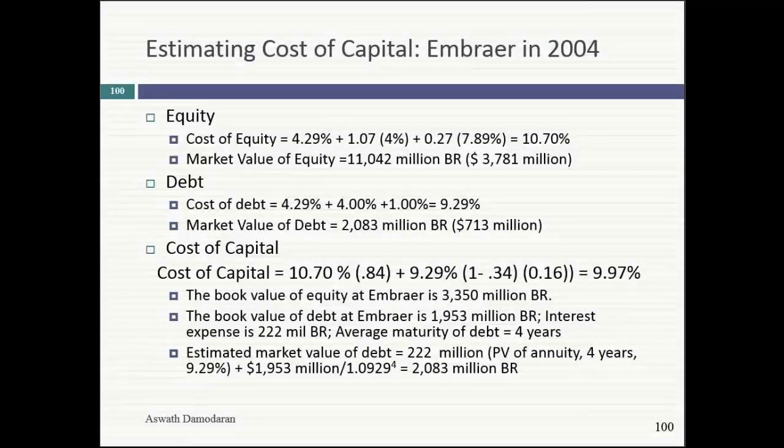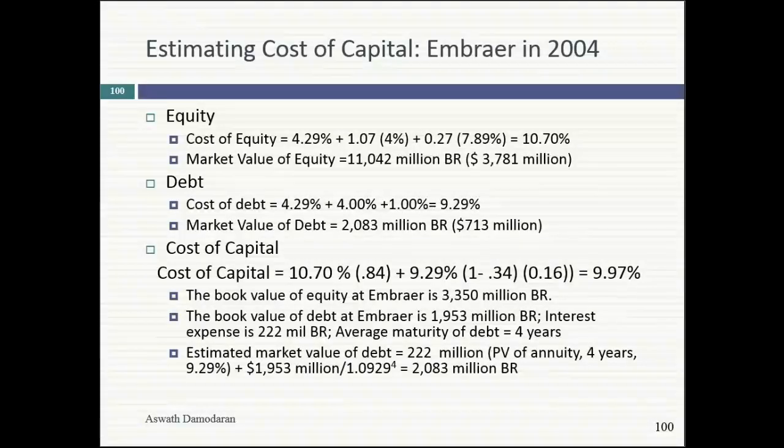For the cost of debt, I start with the same 4.29% and add two default spreads. We just went through this: 1% for Embraer's default risk, 4% for Brazil's default risk, and came up with a cost of debt of 9.29%. Market value of equity, share price times number of shares, was 11,042 million reais, or $3,781 million. Market value of debt, I took the book value of debt, which was 1,953 million. I took the interest expense, so both of those came right from the financials. I was also able, from the footnotes, to back out when the debt was coming due, in about 4 years.